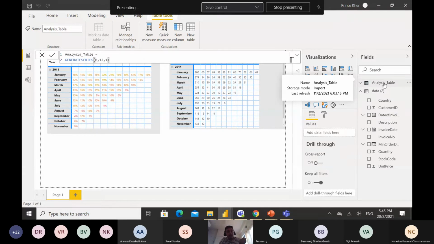So the same thing: 0 is the initial value, 12 is the maximum, and 1 is the frequency change. So we build that series across.